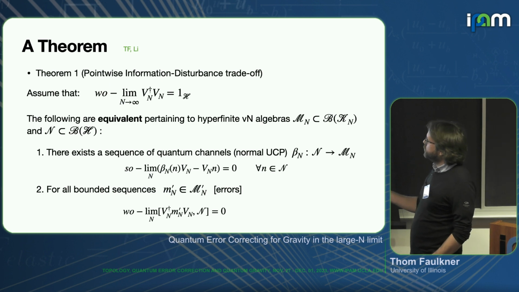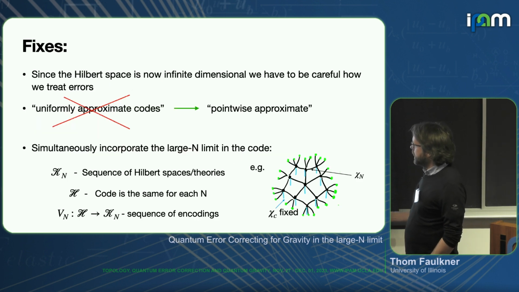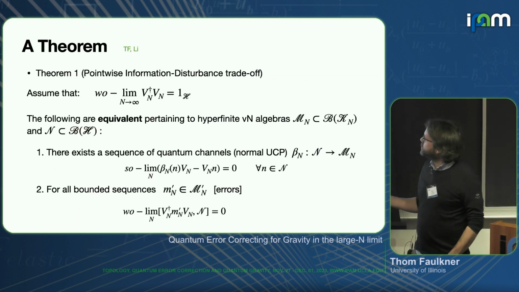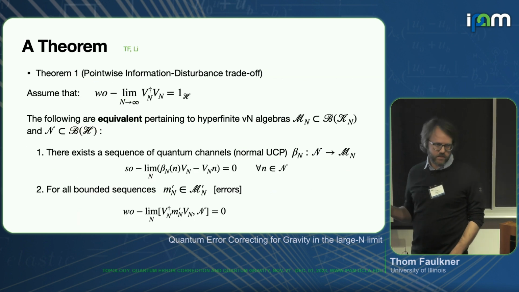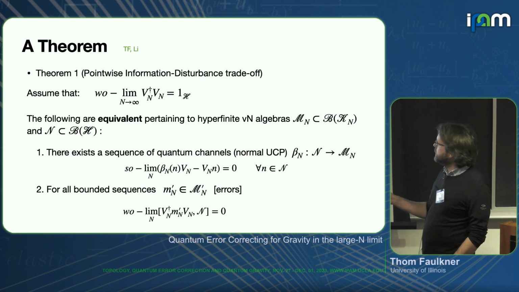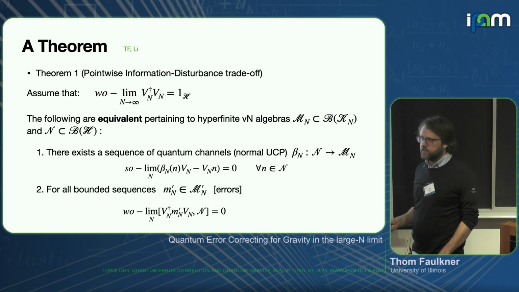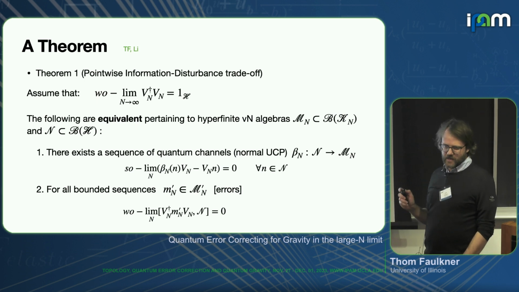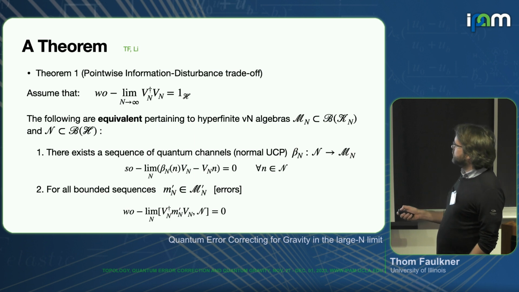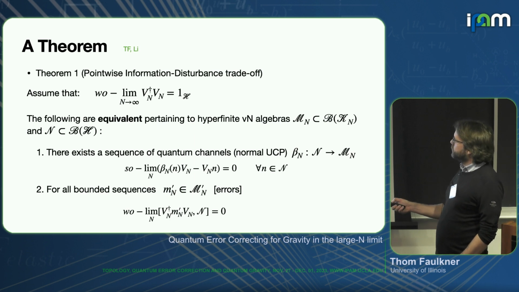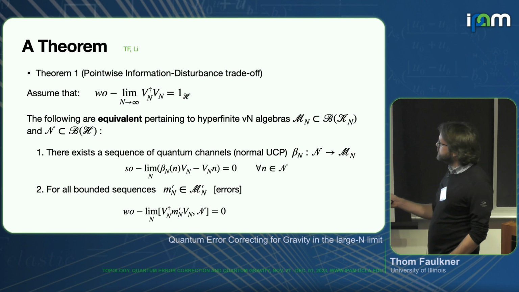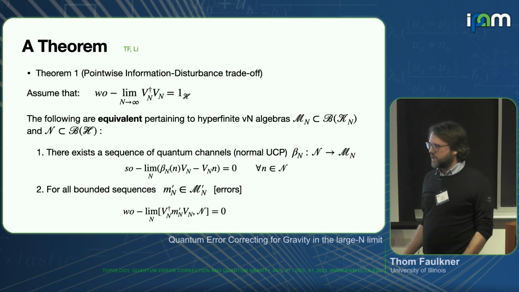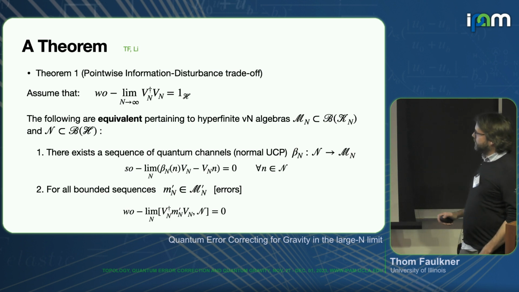So we're going to assume that we have these V_n maps. I'm not going to assume much about them. I'm not going to assume they're isometries. But I will assume that they asymptotically become isometries. So in some limit, V_n dagger V_n is just the identity on the Hilbert space. Okay? And I'll say what limit I mean in a second. But under this condition, we can prove that the following are equivalent, pertaining to some von Neumann algebras. Technically, we have to assume that they're hyperfinite. Ask me later why.